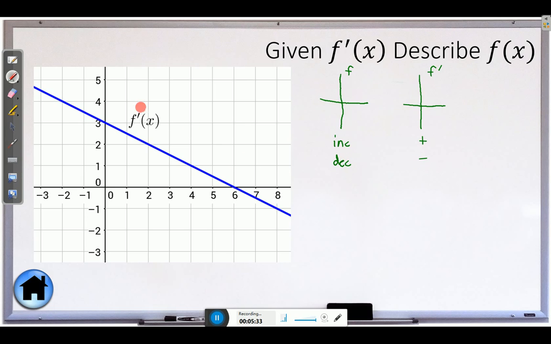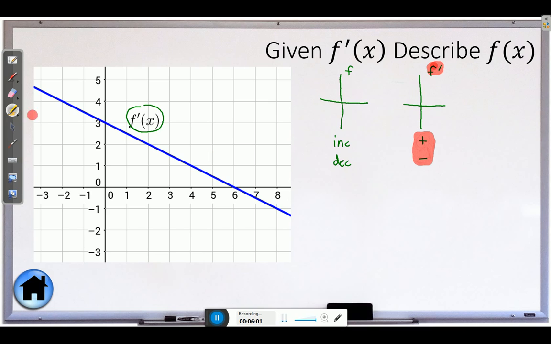And so right now I am given the derivative. So as I describe this function, these are the words I want to use. I don't want to use increasing or decreasing because I don't have the original function. I have the derivative. And so that's where I'm going to start. So using positive and negative, how can I describe this graph?